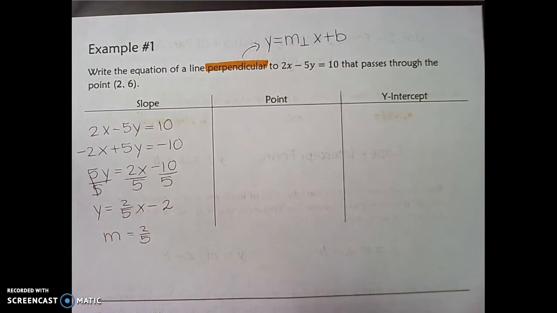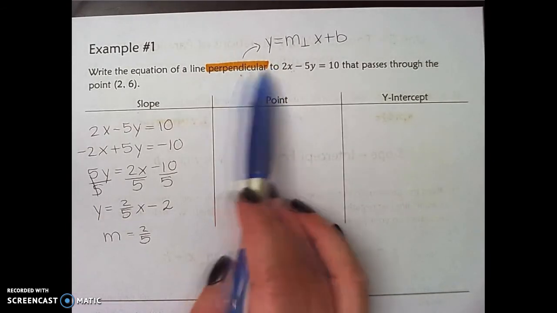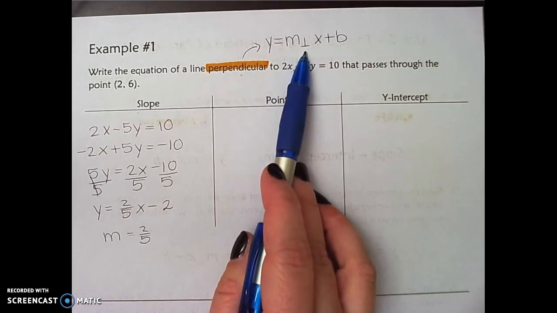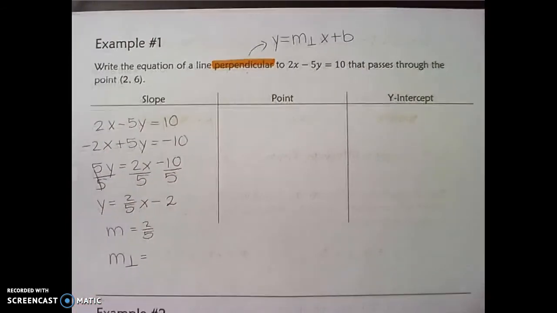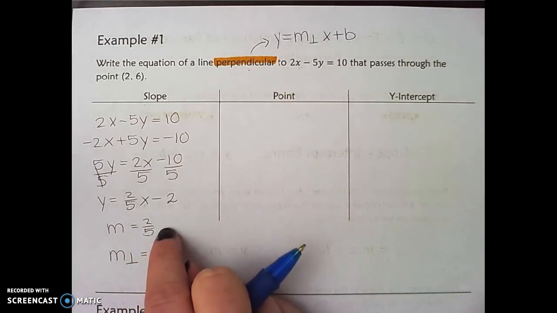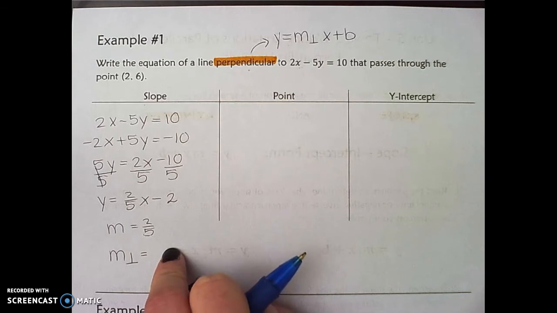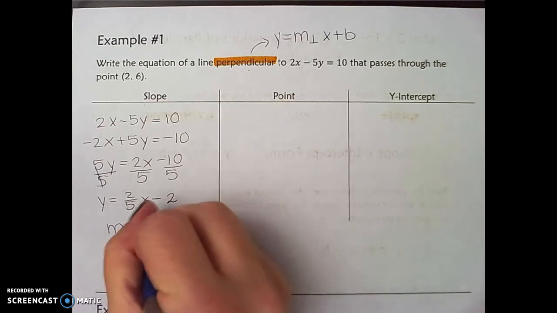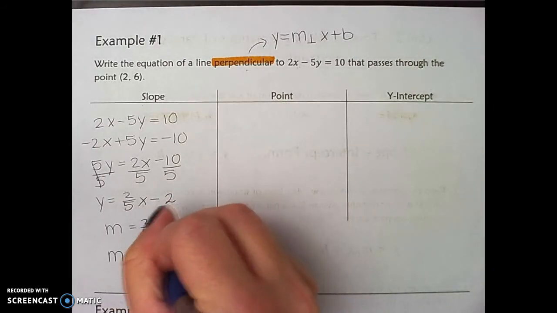But I don't want the same slope. Because I want a line that's perpendicular, I need the perpendicular slope. So my perpendicular slope is what I need to find next. Now, if I'm starting with a positive slope, to get my negative inverse slope, I need it to be negative. And I need to take the reciprocal of the fraction. So 2 over 5 is going to become 5 over 2.